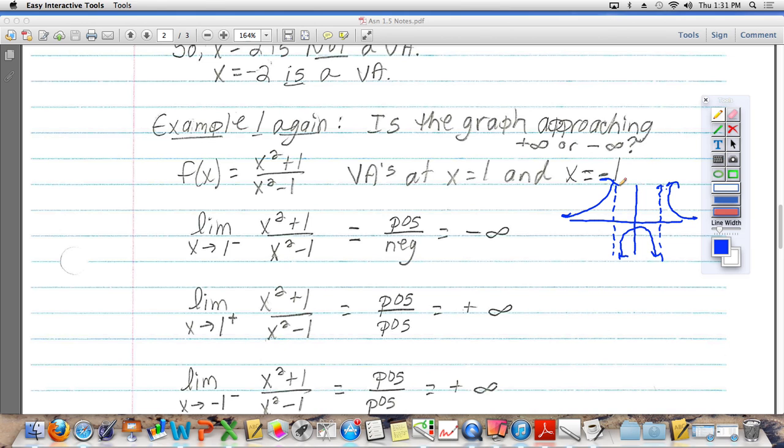So I have this, and some of you were asking, what do you do? What's going on here? Positive divided by negative, all that. That's what we're going to talk about right now. So we're going to look at the asymptote at 1, the one over here. What's going on as we approach this value from the left?